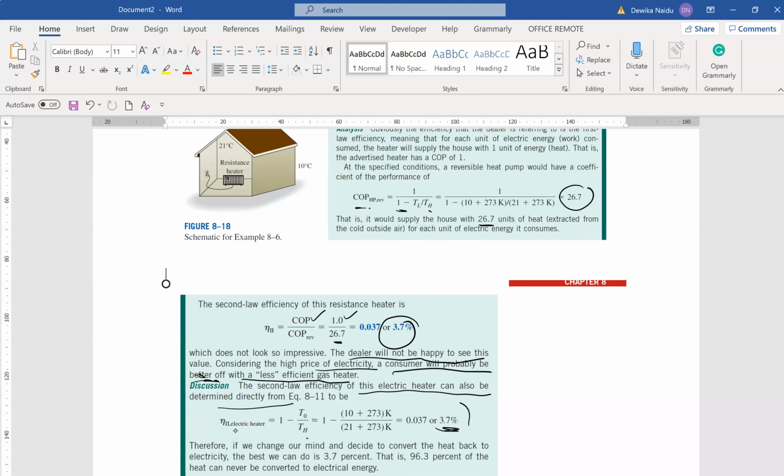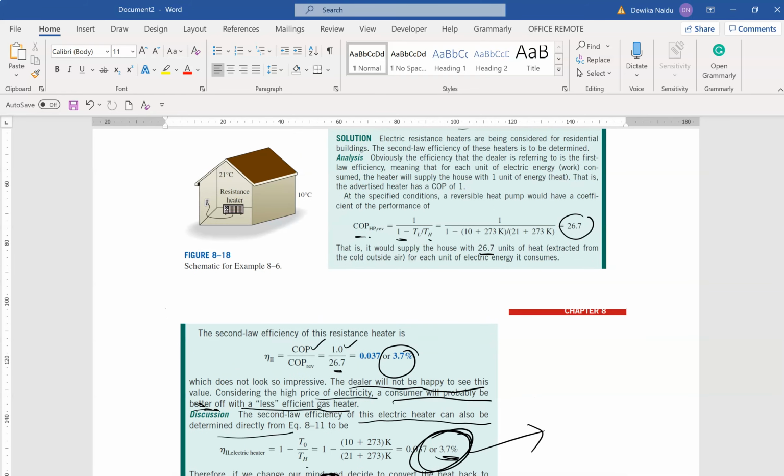What is the conclusion of this 3.7? What does it mean? What meaning does it carry? It means that 96.3% of the heat can never be converted to electrical energy. So that is the meaning. Therefore, if we change our mind and decide to convert the heat back to electricity, the best we can do is 3.7%. Only 3.7% can be converted back, whereas the other 96.3% is irreversible. So that is the interpretation of this formula and also the question.